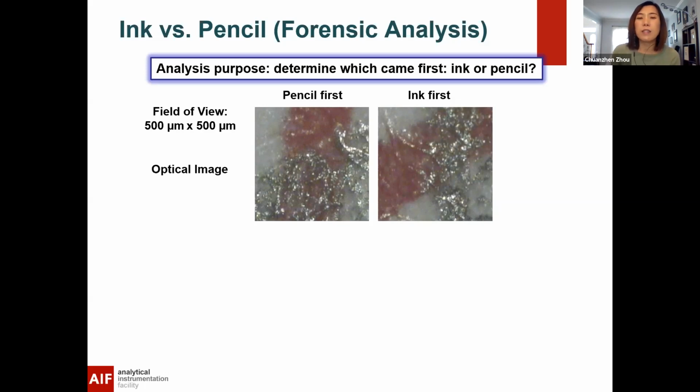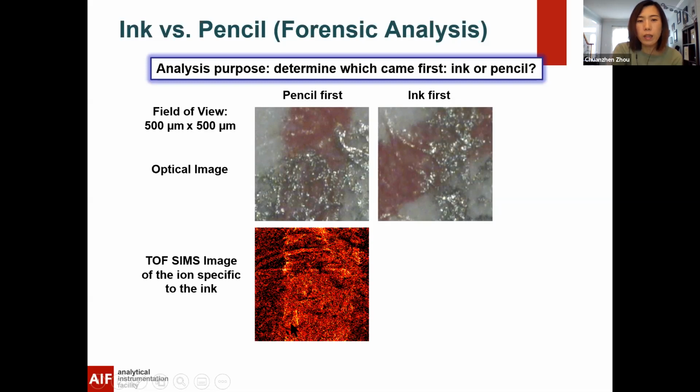However, after a few days, you really couldn't tell which one was written first, which one was written on top, since the ink is really easy to absorb into the paper and always looks written first, with pencil on top. See, this is the optical image of the two. You really couldn't tell. Like for me, I would say pencil on top, ink first. However, if you use TOF-SIMS, you can find the ions that are characteristic of the ink chemicals. So for this one, it is pencil first, ink on top.